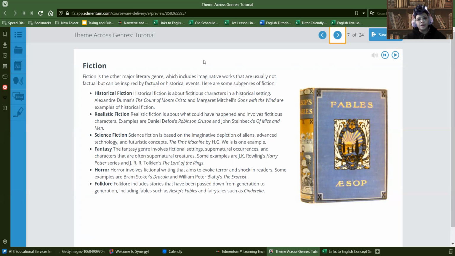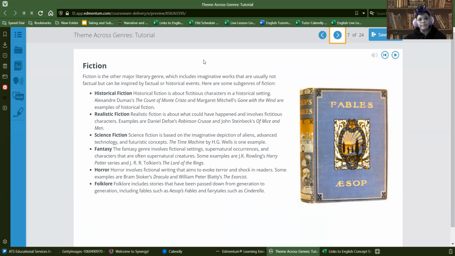So we have horror. Horror is the next one from the bottom. It involves fictional writing that aims to evoke terror and shock in readers. So they give you the example of Bram Stoker's Dracula. The goal is to give you that sort of exciting fight or flight, I'm definitely alive because I'm too excited sort of feeling. So we have fantasy.